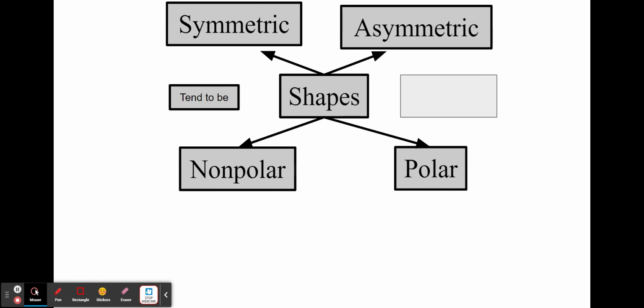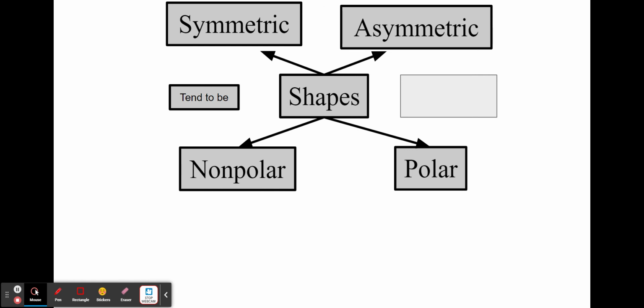Now we're going to get into 5. We'll start with all bonds. This is trigonal bipyramidal. This is a highly symmetrical shape, and this shape tends to be nonpolar. If I replace one with a lone pair, there's my seesaw shape. This tends to be a polar shape.